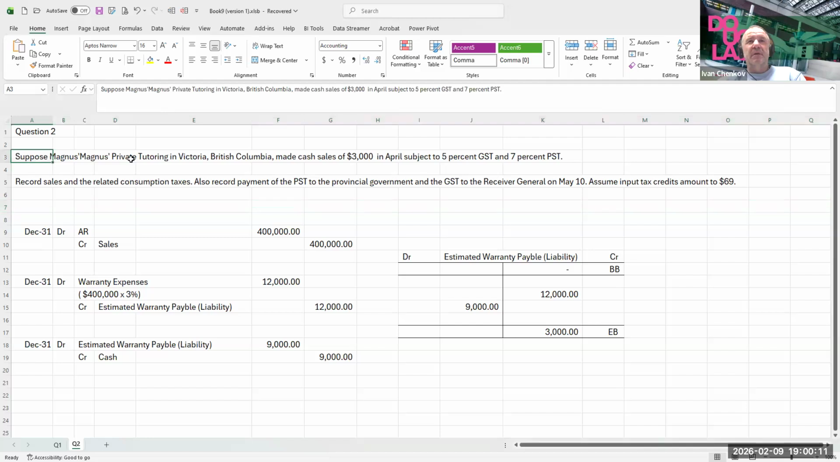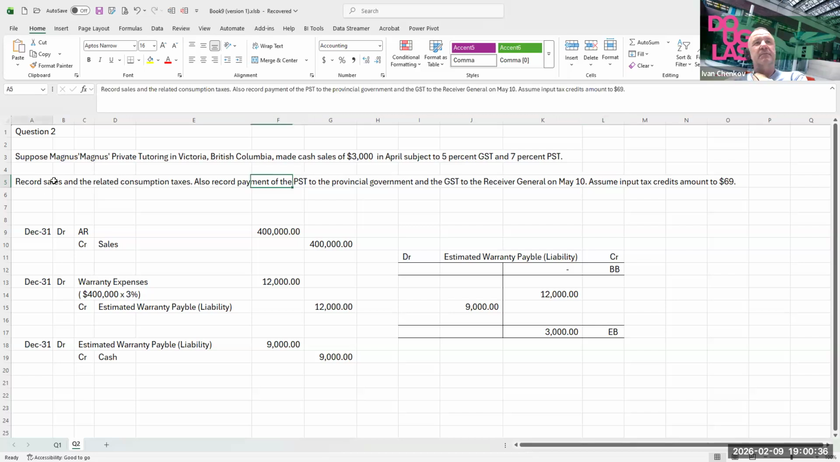So suppose that this company is in Victoria, British Columbia, and made sales of $3,000 on April 30, subject to 5% GST and 7% PST. Record the sale and record the consumption taxes. Also record the payment of the PST to the provincial government and the GST to the Receiver General on May 10th.